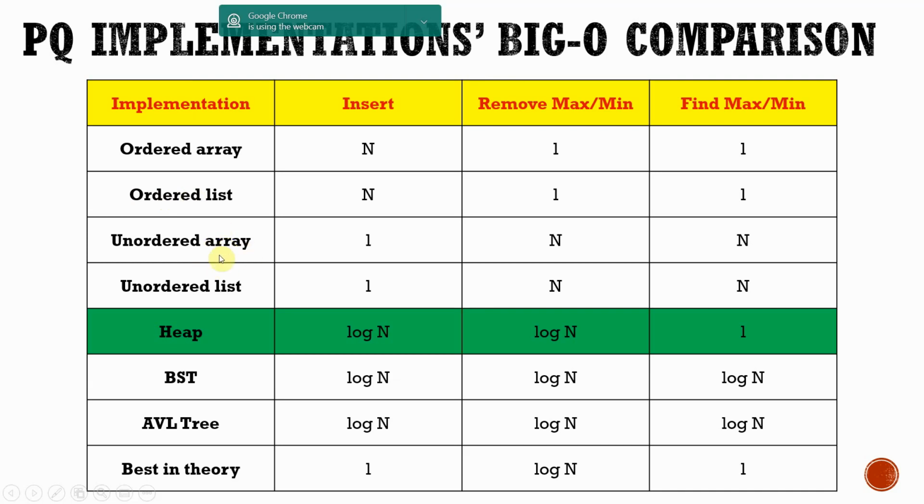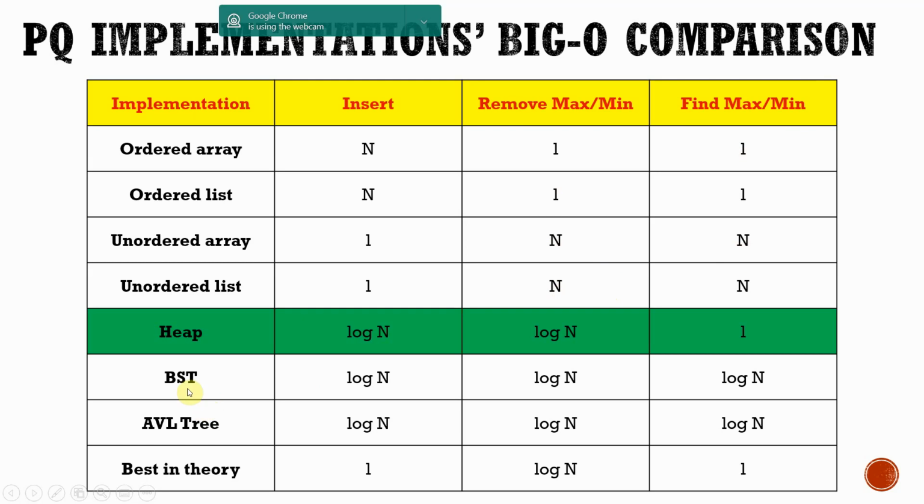For an unordered array or unordered list, insertion is going to be very fast because we don't care about order. We just insert at the beginning, or in the head of the linked list. But when we want to remove, we have to do a search, and we might have to do a lot of shifting. So both removing and finding are going to be big O of n.